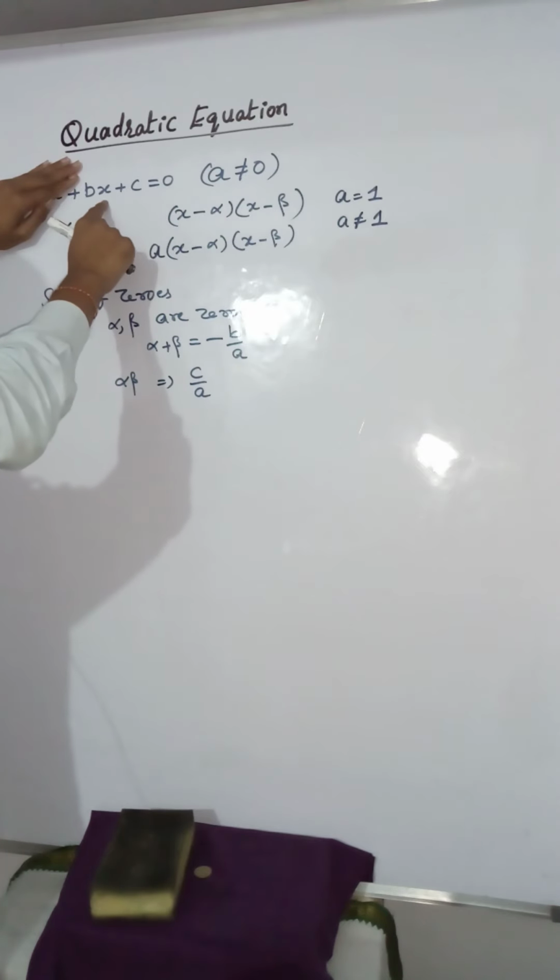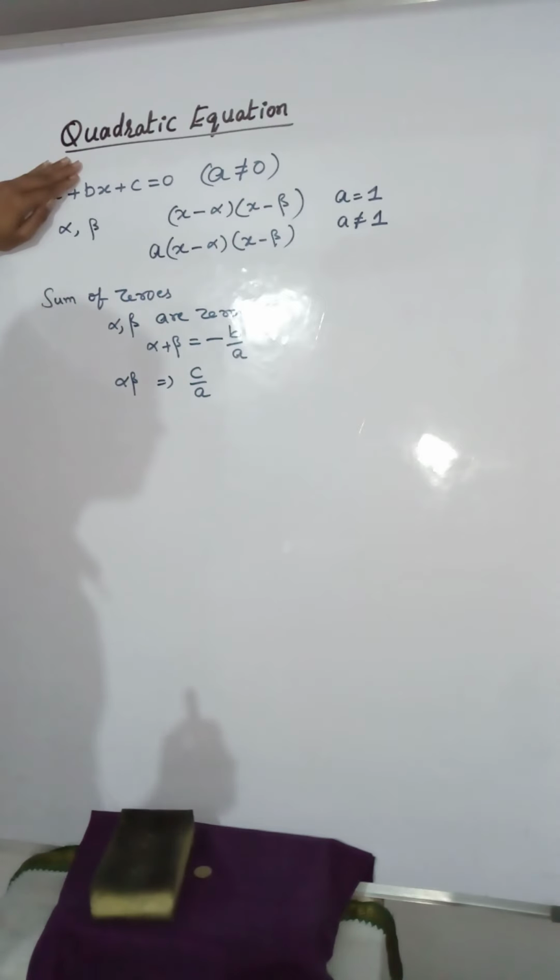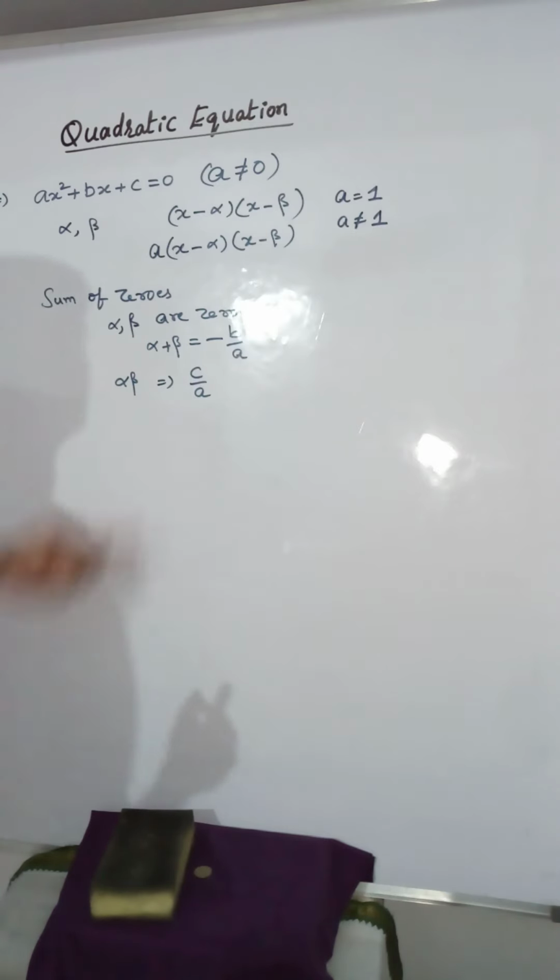So what is the variable here? x is the variable. If the power of the variable is equal to 1, then we say it is a linear equation. Based on that, we come to the point for a clearer explanation of why a is not equal to 0. This is the thing: alpha plus beta is equal to minus b by a, and alpha into beta is equal to c by a.